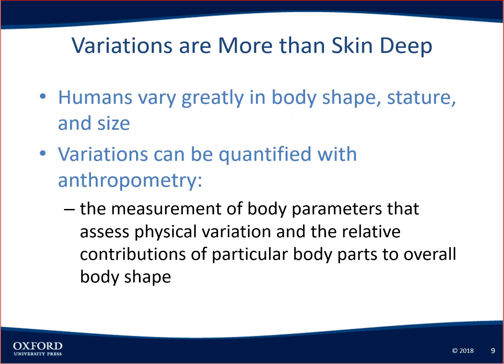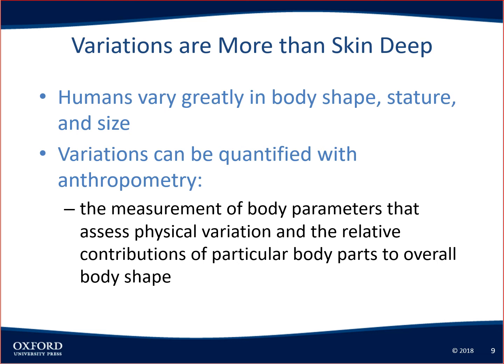So variations are more than skin deep. Humans vary greatly in body shape, stature, and size. The difference between different groups and the range of other body types seen globally raises questions about the adaptive significance and biological dimensions of that variable for our species.